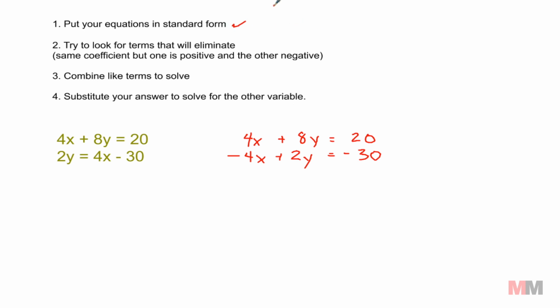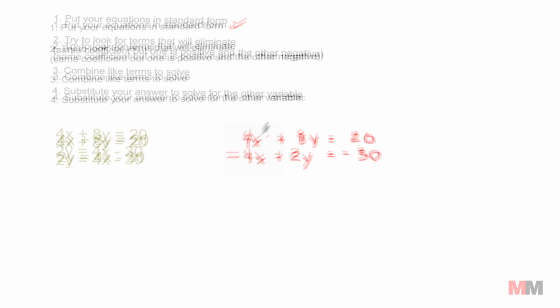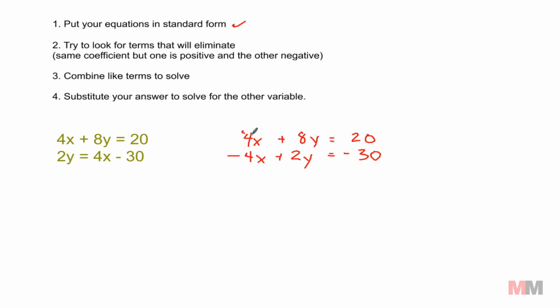So that is done. Number two, try to look for the terms that will eliminate, and you can really tell right away. Same number, and if you look at these x's, they're the same number, but one's positive and one's negative. Those are going to cancel if you combine them. So that's going to cancel. Now we got to just combine like terms and solve. 8 plus 2y is 10y equals negative 10, divided by 10, and you got yourself y. y equals negative 1.